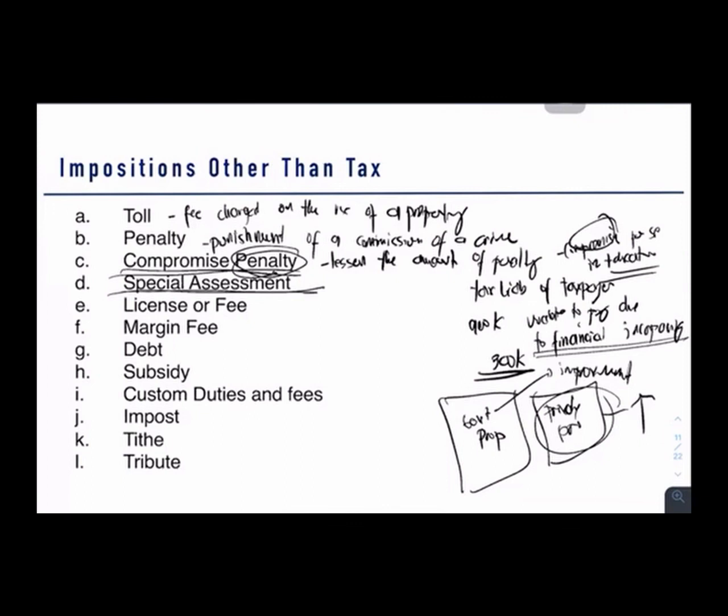Next, we have your license fee. Normally, license or fee is used in the exercise of police power. So if ever we try to collect something out of the exercise of police power, we call them license or fee. So for example, license on your driver's license. So you pay a fee, you pay a license fee.